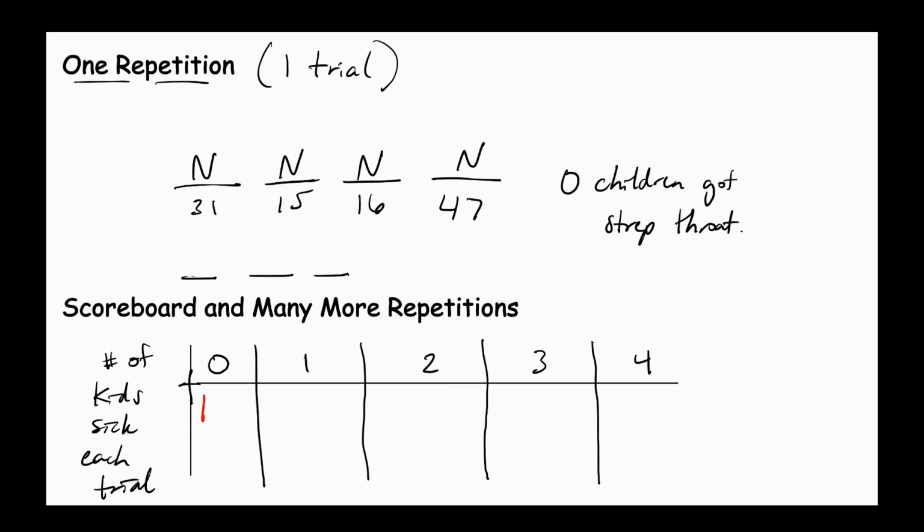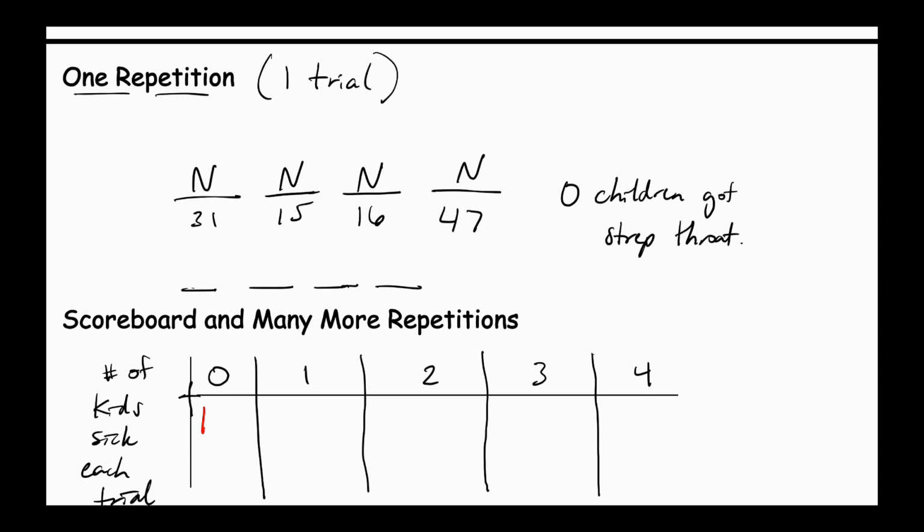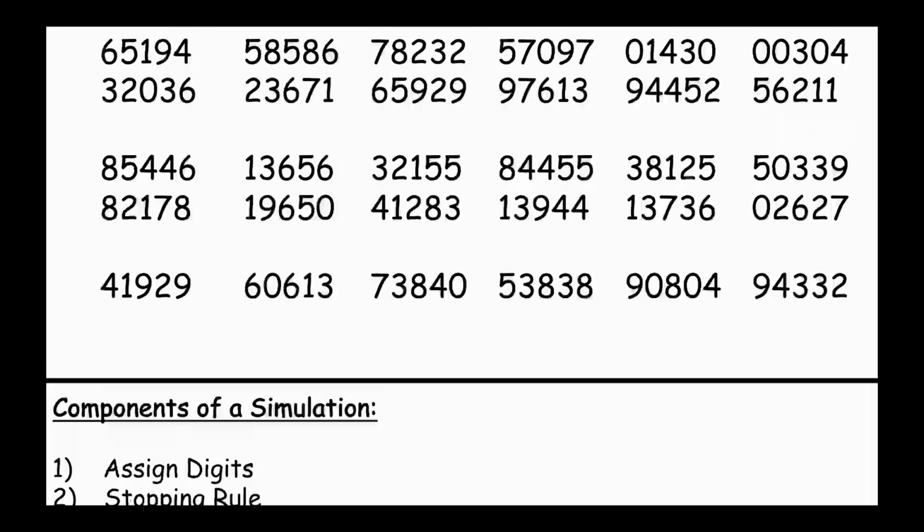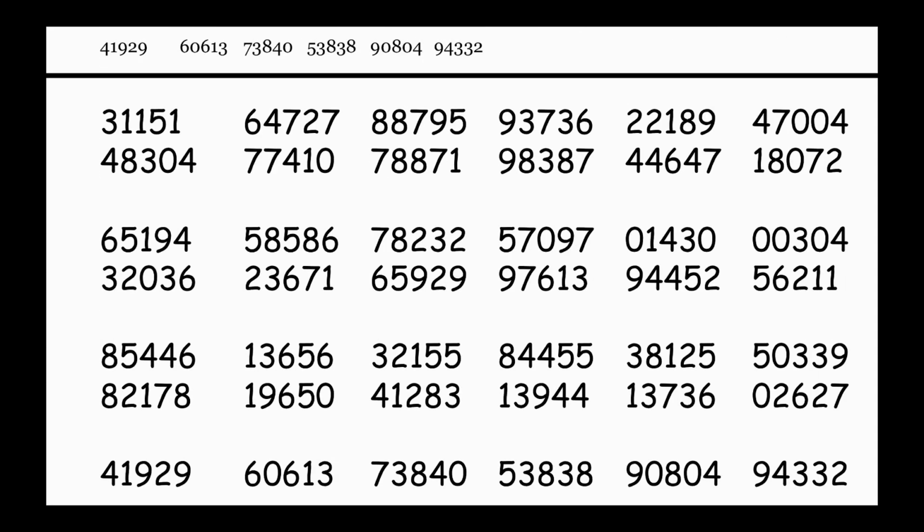Second trial needs four kids, right? What number do we leave off on? 47, right? So go find 47 in the first row. Right here. Now let me use a different color. 47's right there.